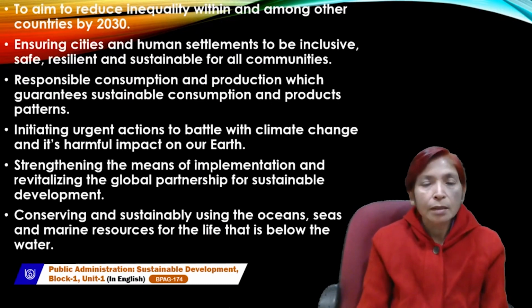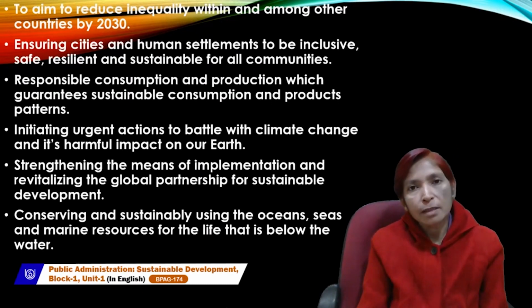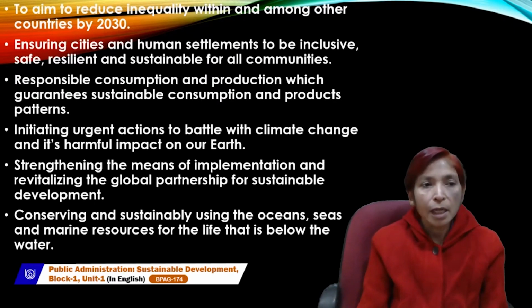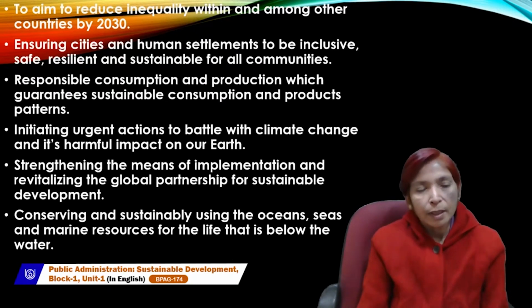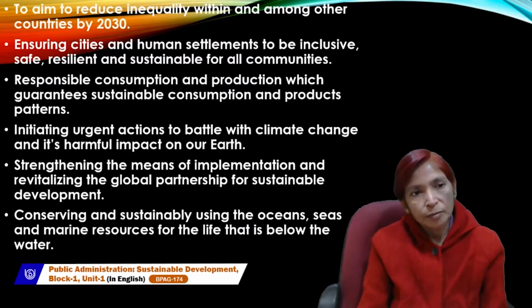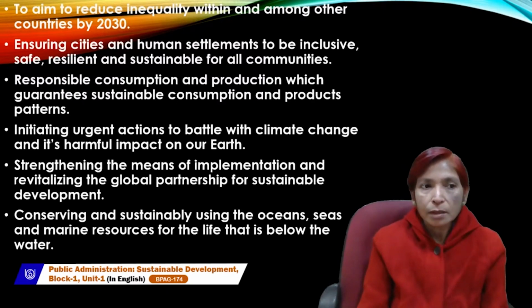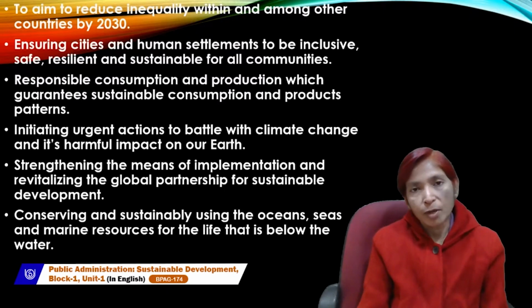Next is ensuring cities and human settlements to be inclusive, safe, resilient, and sustainable for all communities. Next is responsible consumption and production, which guarantees sustainable consumption and production patterns. It means consumption and production should be responsible, which provides guarantees for sustainable consumption and production patterns.